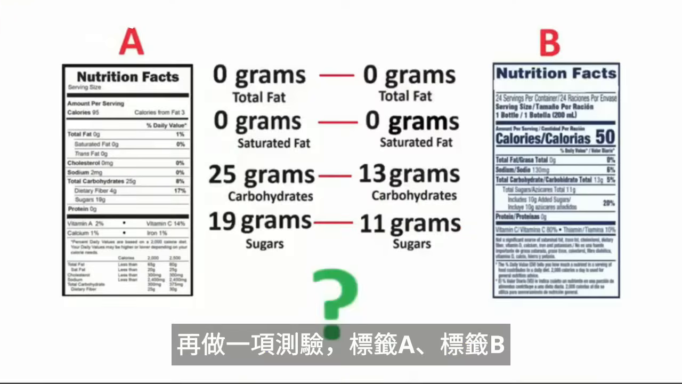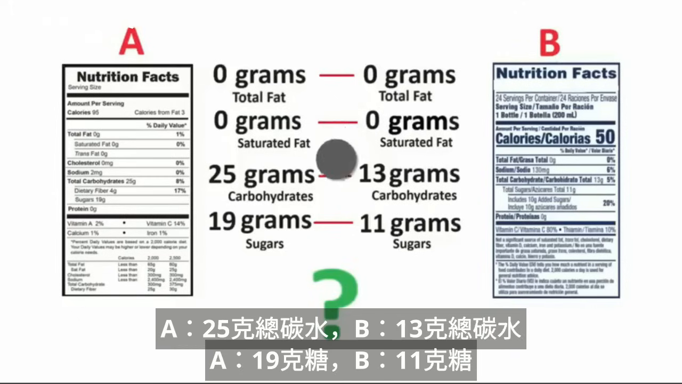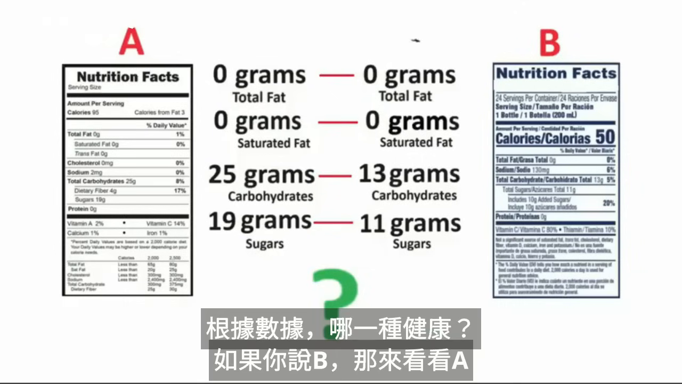Okay, we have label A and label B. On the left, we have 0 grams of total fat. On the right, we have 0 grams of total fat. Of course, there's going to be no saturated fat on either one of those. So now we're at the total carbohydrates. A is 25 grams of total carbohydrates. B is only 13 grams of total carbohydrates. A is 19 grams of sugar, and B is 11 grams of sugar. Based on the data, which one is healthier?